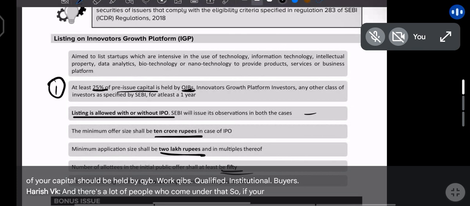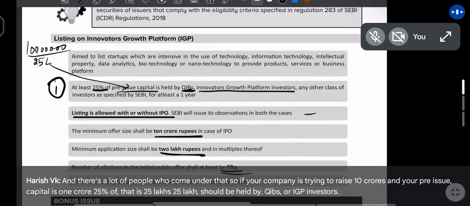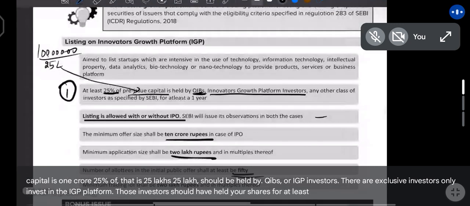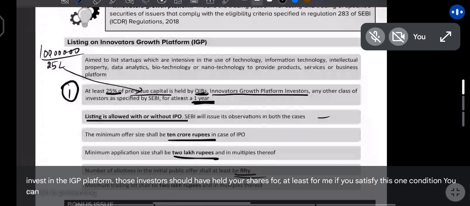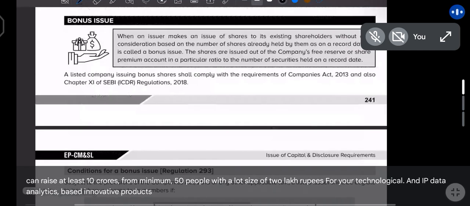So if your company is trying to raise 10 crores and your pre-issue capital is 1 crore, 25% of that is 25 lakhs. 25 lakhs should be held by QIBs or IGP investors. There are exclusive investors who only invest in the IGP platform. Those investors should have held your shares for at least 1 year. If you satisfy this one condition, you can raise at least 10 crores from minimum 50 people with a lot size of 2 lakh rupees for your technological and IP data analytics based innovative products and services.